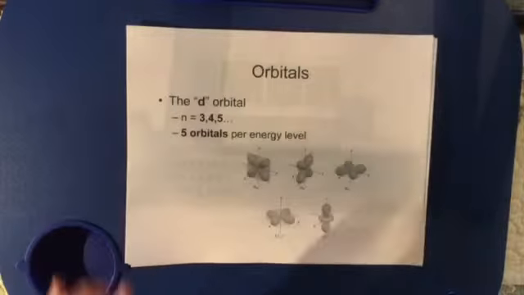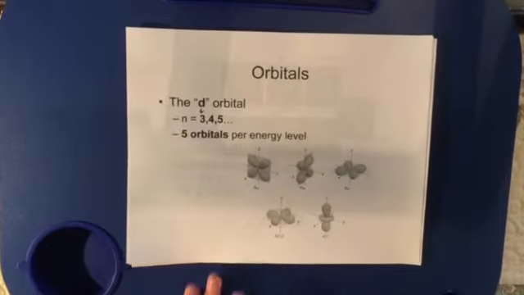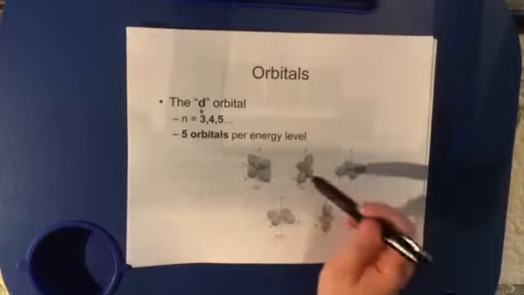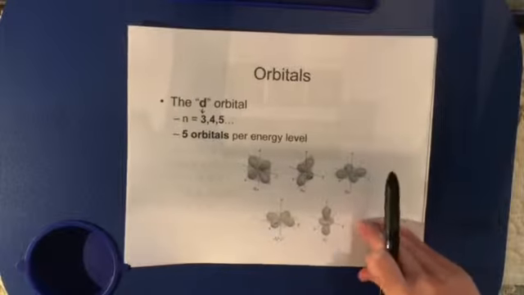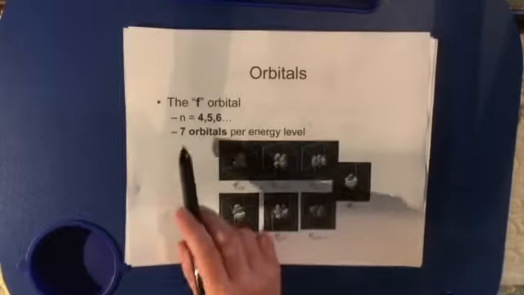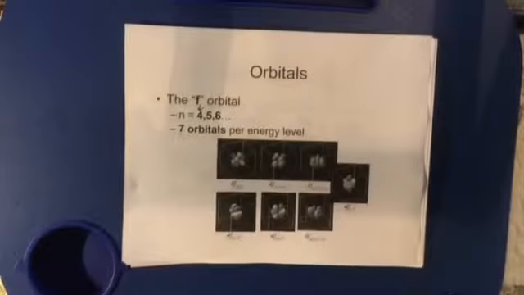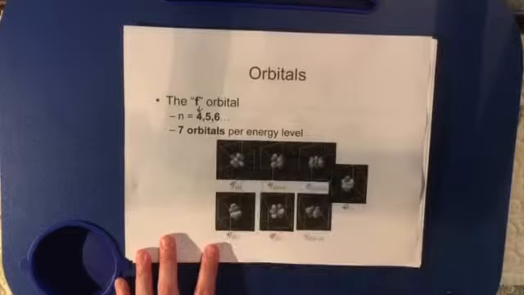The d orbital starts on energy level 3. That means that energy levels 1 and 2 do not have d orbitals. And there are 5 per energy level, and they can each hold 2 electrons. And then we have the f, which is more complex, 7 per energy level. It doesn't start until energy level 4, and each one can hold 2 electrons, and they're very odd-looking structures.